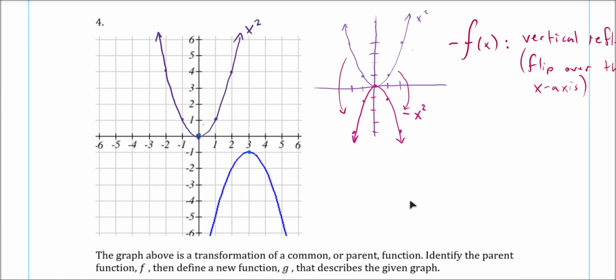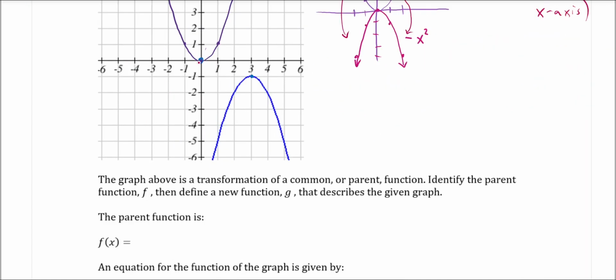Now, how can we combine those two together? Well, it can be done one step at a time. We could consider just flipping the function first, which would look like this, and then translating that flipped function over and down. So let's combine those three transformations to produce this final function.